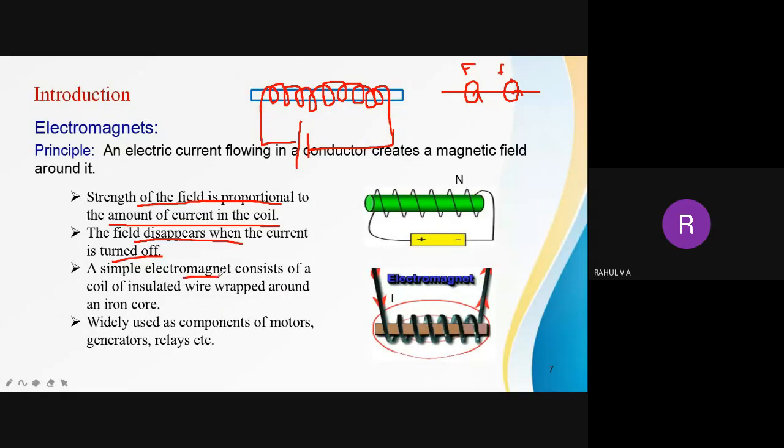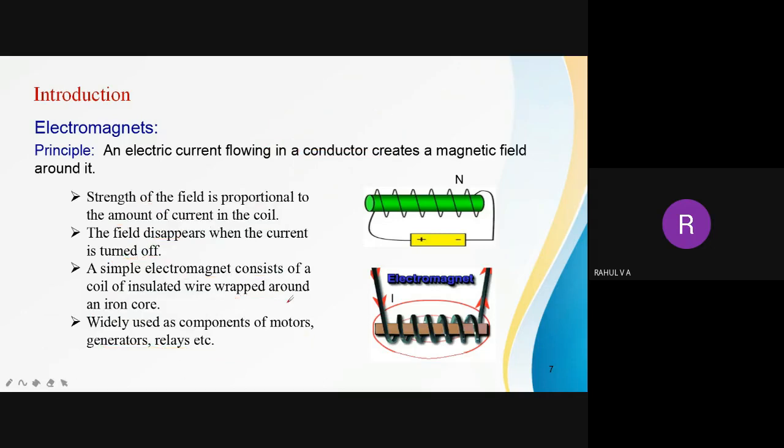A simple electromagnet consists of a coil of insulated wire wrapped around an iron core. So a simple electromagnet is constructed by winding an insulated wire around an iron core. Why have we selected an iron core? In order to pass the flux easily from one end to another, from north pole to south pole. This kind of electromagnet is widely used in motors, generators, relays, etc.